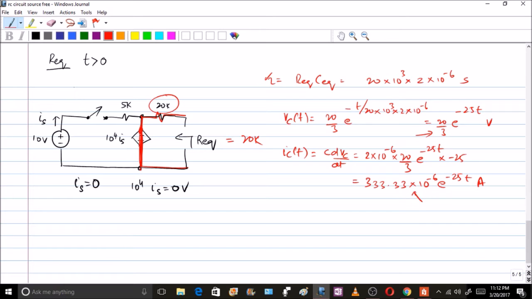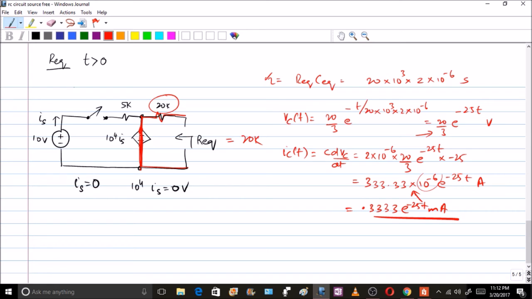Now this does not look good, right? So you can convert it to milliamperes. If you multiply it by 10 cube, the final answer will be 0.3333 e power minus 25t milliamperes. Okay, so this is how you do this problem.